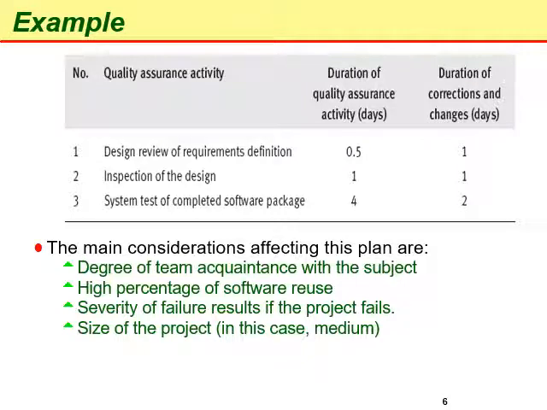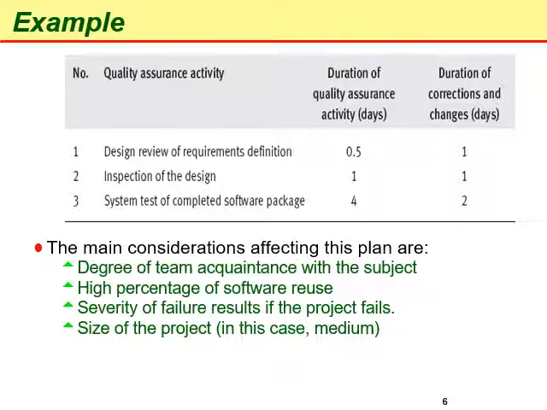So here we see that not much time is allocated for quality assurance activities. What is the possible reason for that? The main consideration is the degree of team acquaintance with the subject, because the team has already worked with multiple projects in this domain in the past. Therefore, they are confident that they know much about this domain, and a relatively small amount of time is allocated here.